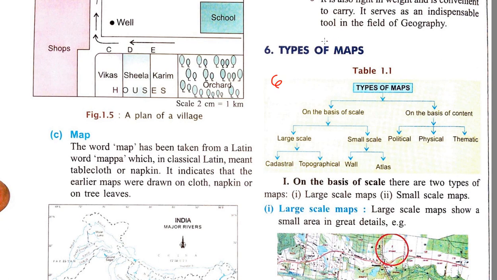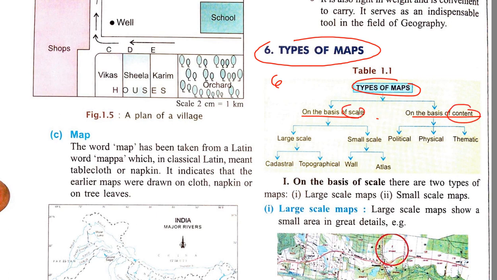Today I will continue our topic, types of maps. So let's see. Types of maps, at first we can divide into two parts: one on the basis of scale and another on the basis of content. On the basis of scale we can divide it into two parts. One is large scale, another is small scale.